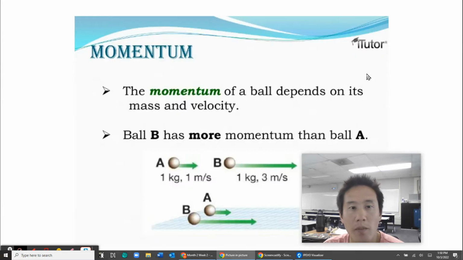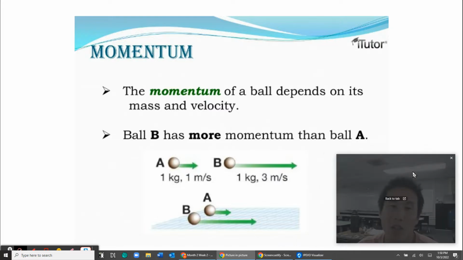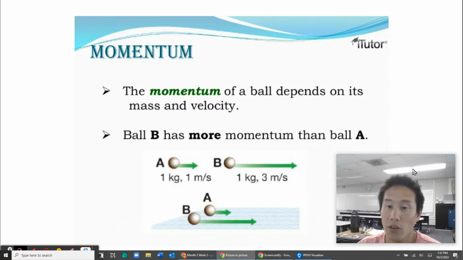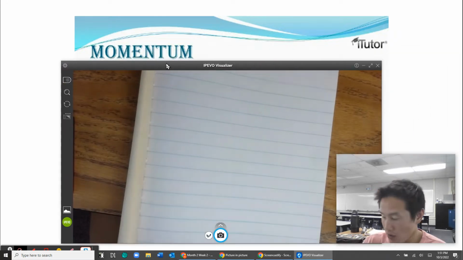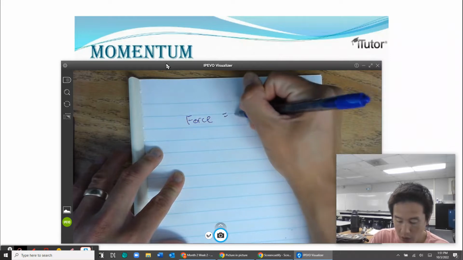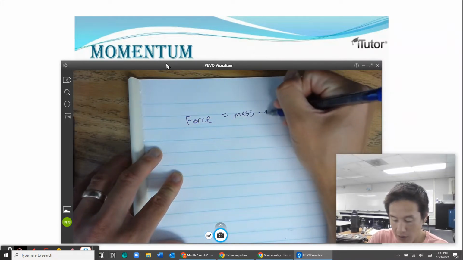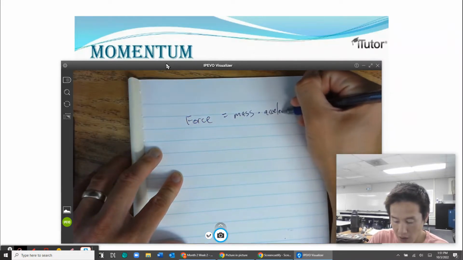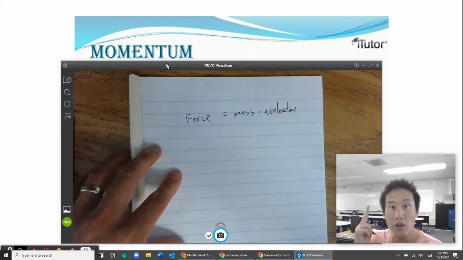So what is momentum? I'm just going to describe it. The momentum of a ball depends on mass and velocity. If you remember last time, we talked about a force. Today we're talking about momentum. Force was equal to mass times acceleration. It depended on those two things.